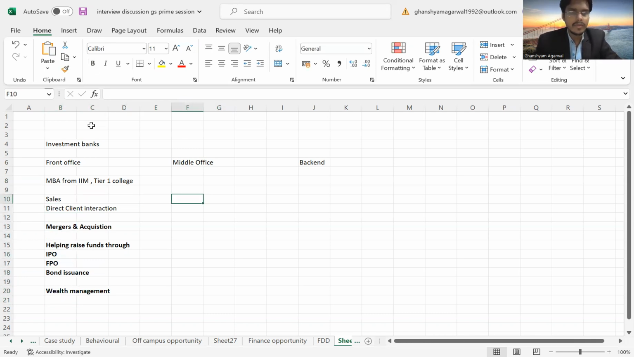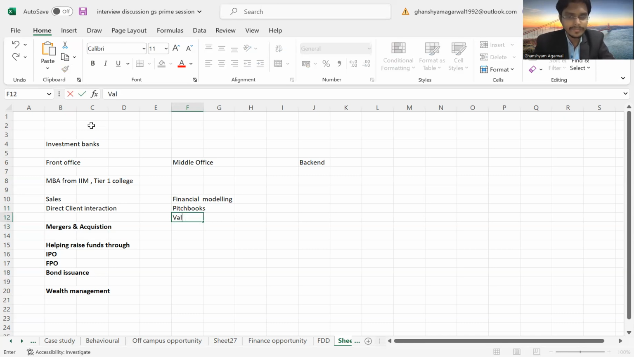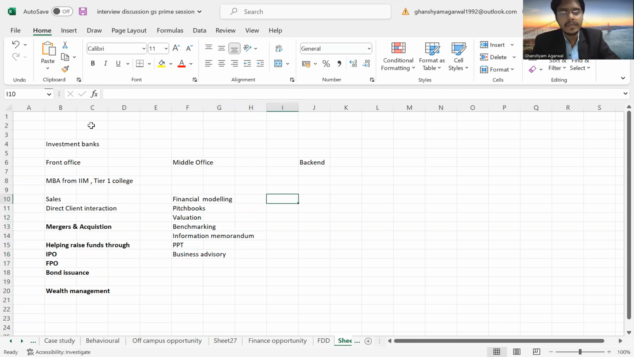And the middle office, you will be preparing Excel, doing the financial modeling, page books, information, page books, you will be preparing valuation, benchmarking, information memorandum, PPTs, business deals, advisory services.